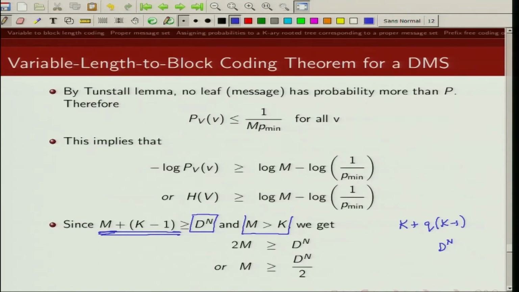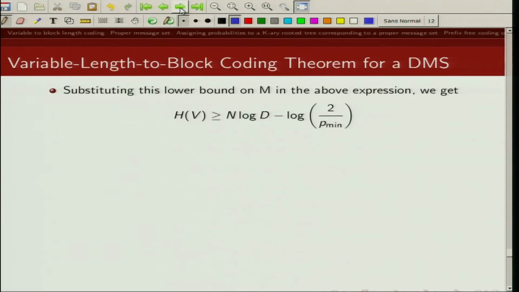and of course our number of messages m is more than k. So from this relation I can write that 2 times m is greater than or equal to D raised to power n. So m is greater than or equal to D raised to power n by 2. Now I plug this one in here. So if I plug this one in here, what I get is that this leaf entropy is lower bounded by this quantity.